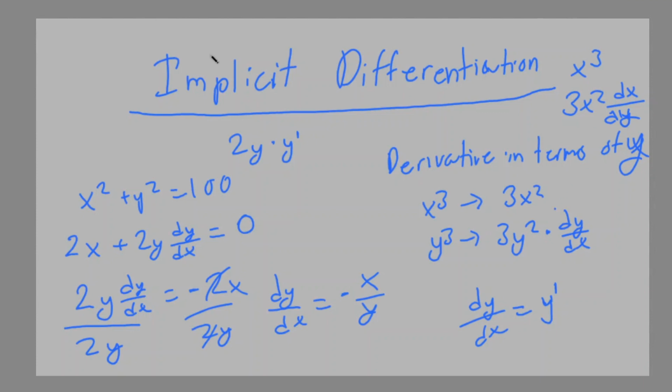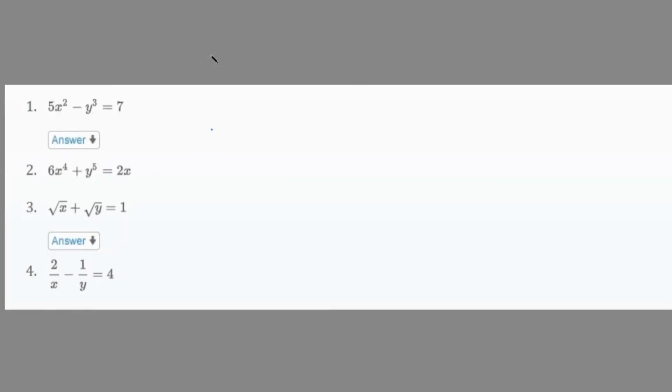But rarely, in implicit differentiation, do you find the derivative in terms of y. You will do it mostly in terms of x. So these are some things to know. All right, so let's start with number 1 through 4.